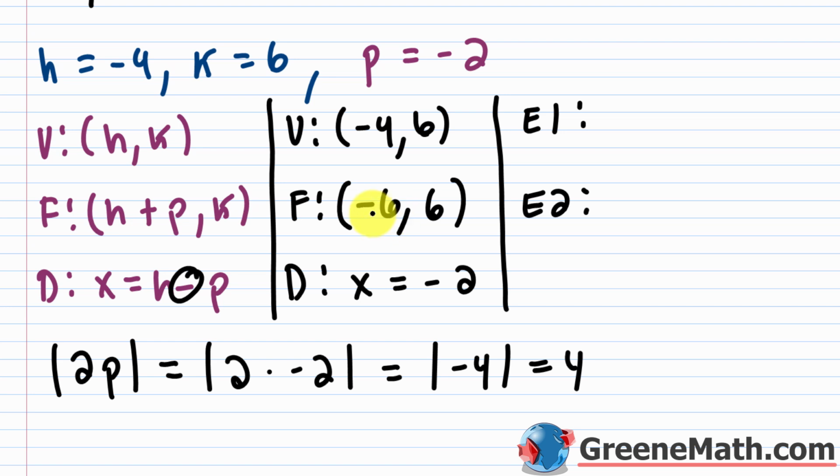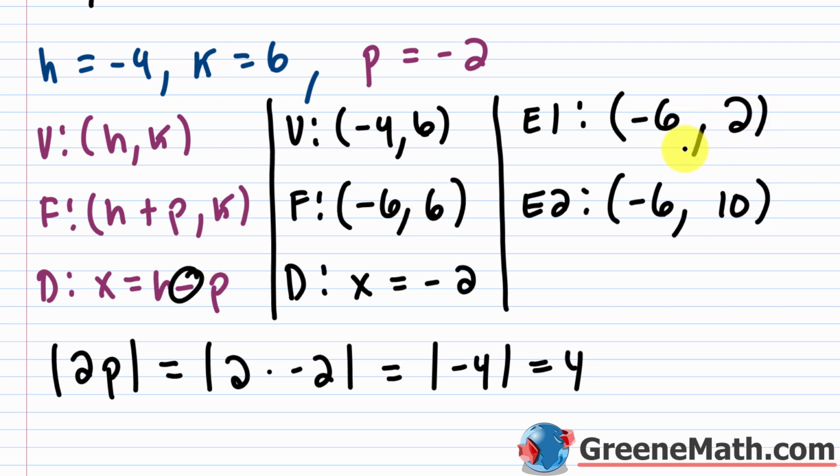So the focus is -6, 6. So the x coordinate would stay the same. It's going to be a -6 here and a -6 here. And then you're just going to take this y coordinate of 6 and you're going to subtract away 4. 6 minus 4 is 2. And then you're going to add 4. 6 plus 4 is 10. So those are your endpoints.